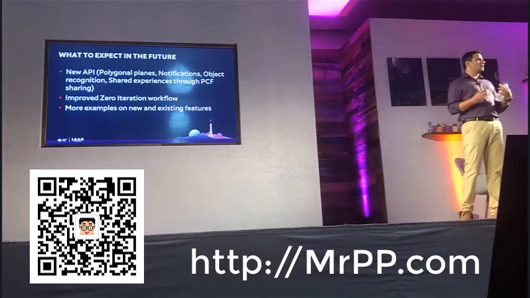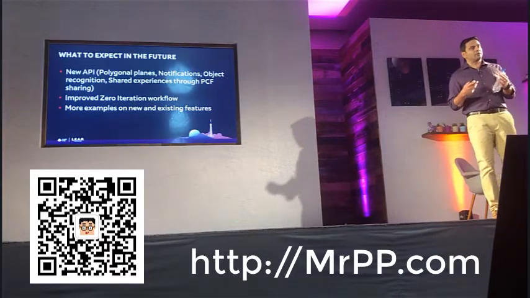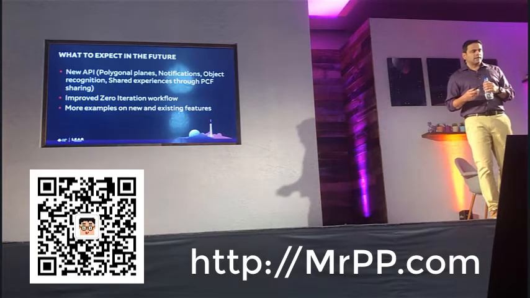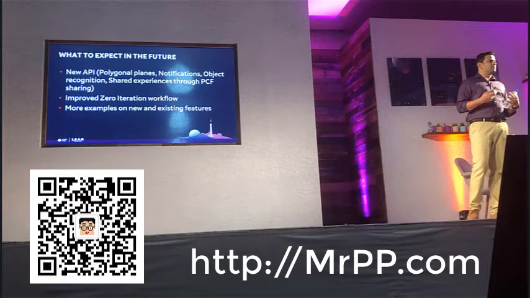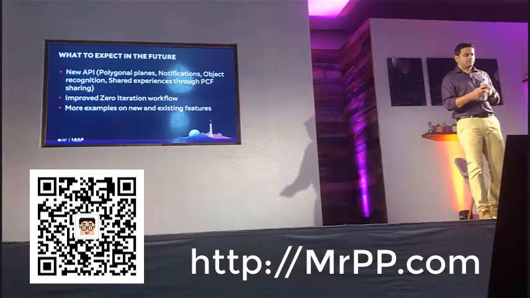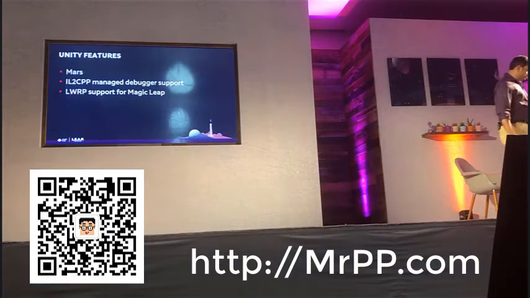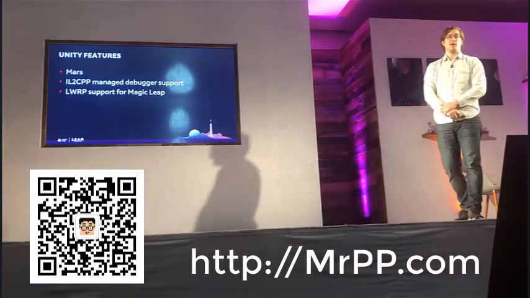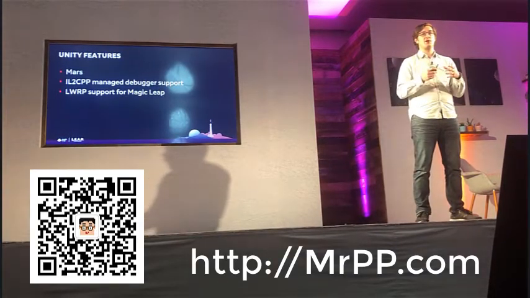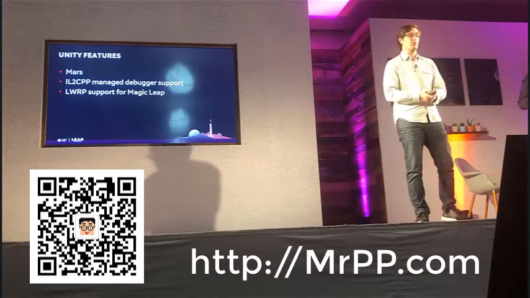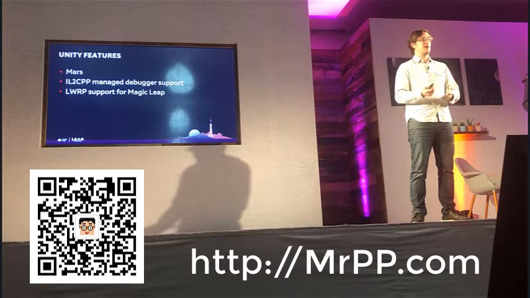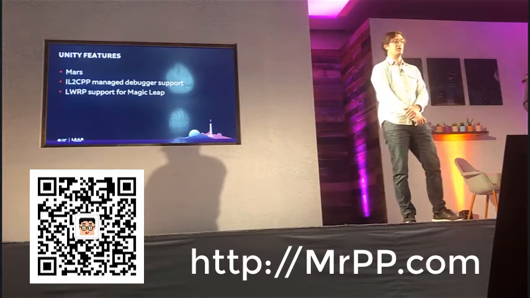We are also working on improving the zero iteration and the ML workflow by reducing some of the manual steps in that process. And as always, we are adding new examples to help you understand the existing and new APIs. All right, and on the Unity side, our labs team is creating a new suite of tools and features built specifically for authoring for this new mixed reality and real world. And it's called Mars, and you'll see additional content and things like that coming out throughout the rest of the year and into next year.